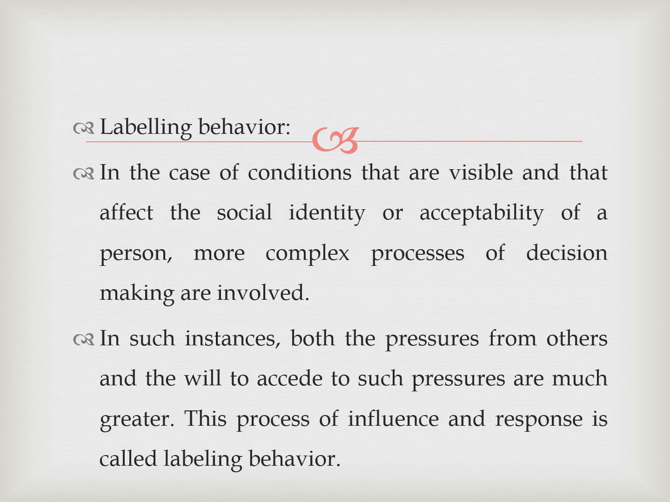And the third one, labeling behavior. In the case of conditions that are visible and that affect the social identity or acceptability of a person, more complex processes of decision making are involved. In such instances, both the pressures from others and the will to accede to such pressures are much greater. This process of influence and response is called labeling behavior.